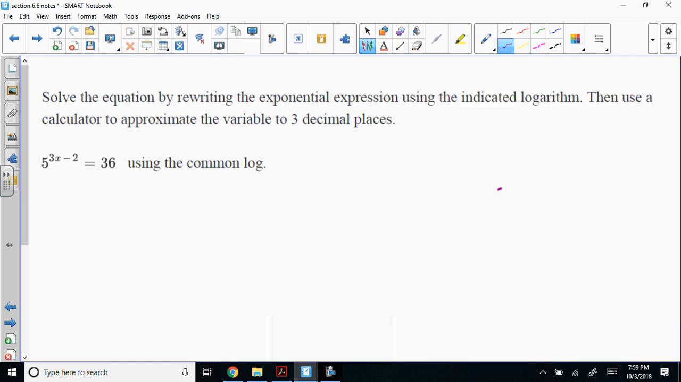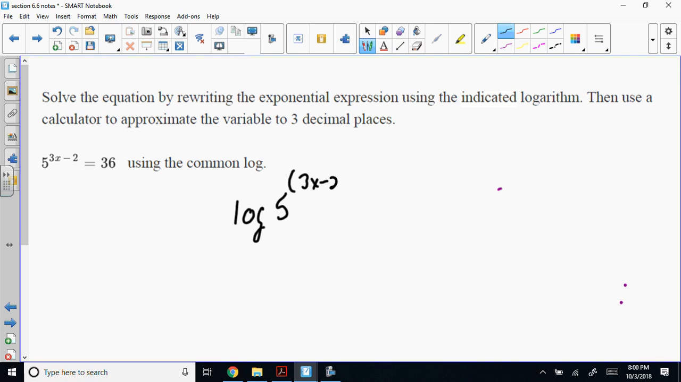So, all right. Okay, so solve the equation by rewriting the exponential expression using the indicated logs, and then use the calculator to approximate the variable to 3 decimal places. Okay, so this right here, I'm going to tell you, it's crazy. So we're going to do this one, okay? We're going to take the log of both sides, right?